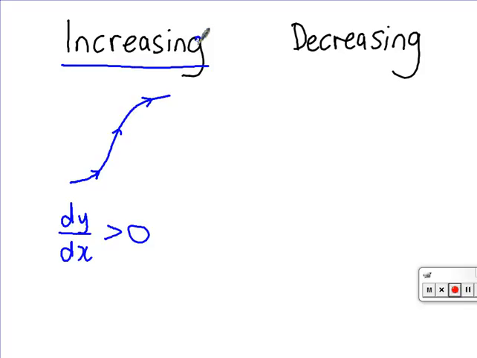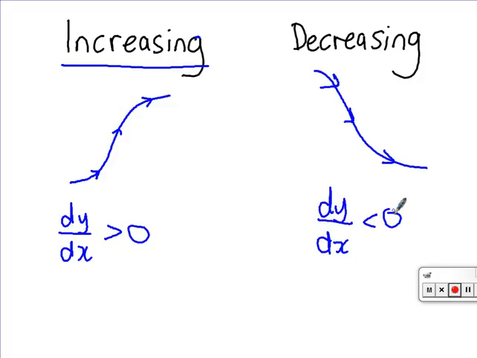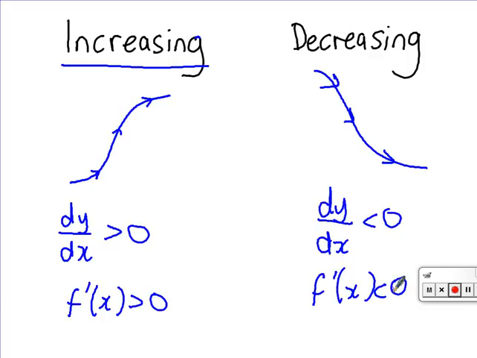Decreasing, on the other hand, is obviously going downhill, so a function is decreasing if it's always going downhill, and in that case dy by dx is less than 0. Of course, we might also talk about f dashed x instead of dy by dx, so there's two other cases there. Some functions are increasing all the time, some functions are decreasing all the time, and others in the middle might be increasing for part of it but decreasing for another part.